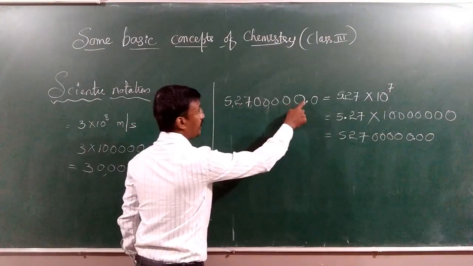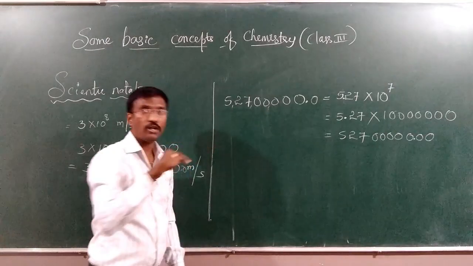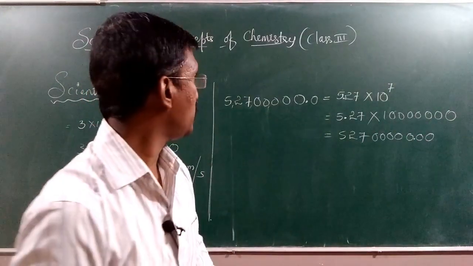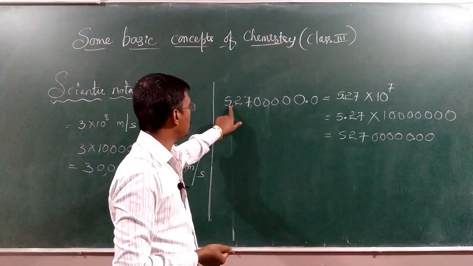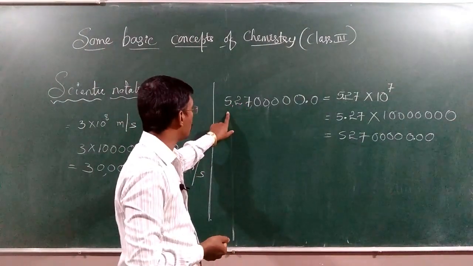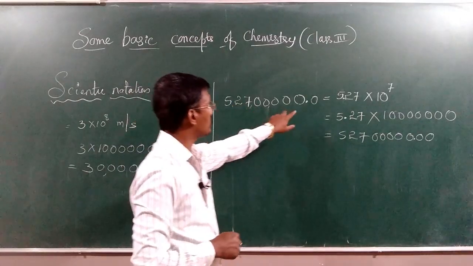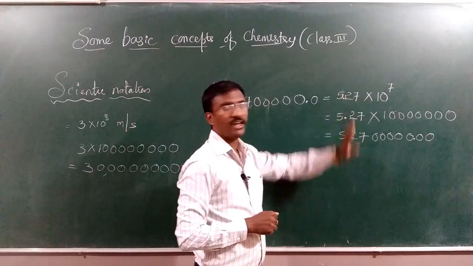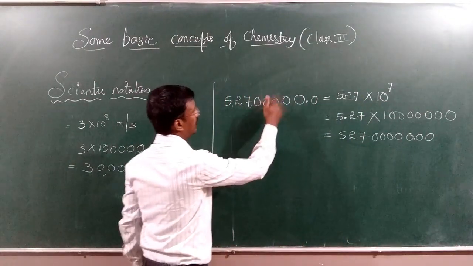Left side. Where do I have to take it? I have to put the dot after the first non-zero term. Here 5, 2, 7 are there; these three are the non-zero terms only. The first non-zero term is 5. Therefore, I have to put this point after the first digit. That means I have written 5.27, and the remaining I have simply eliminated.